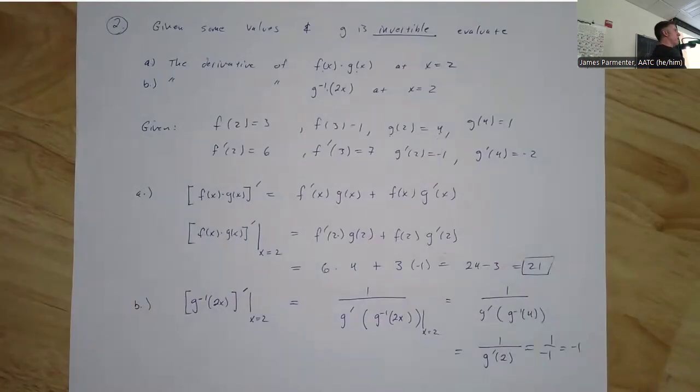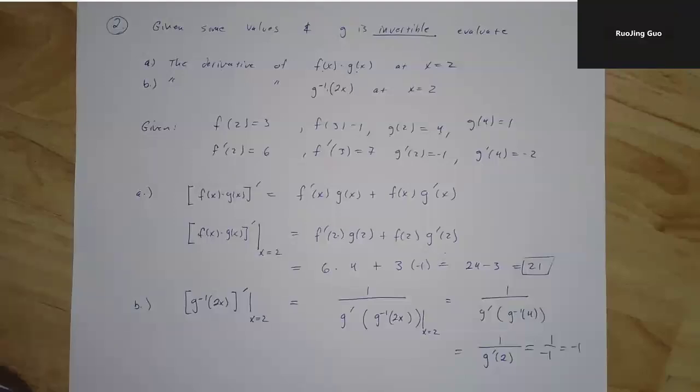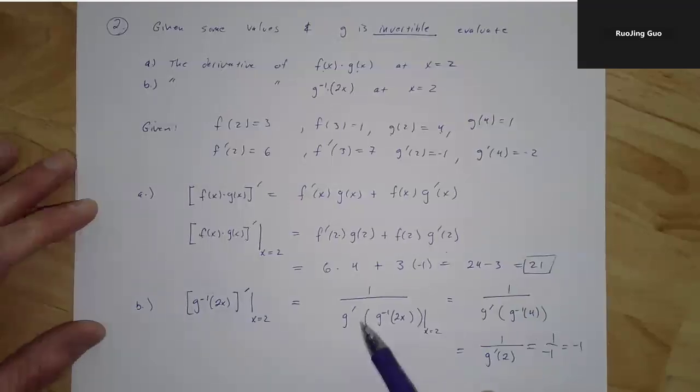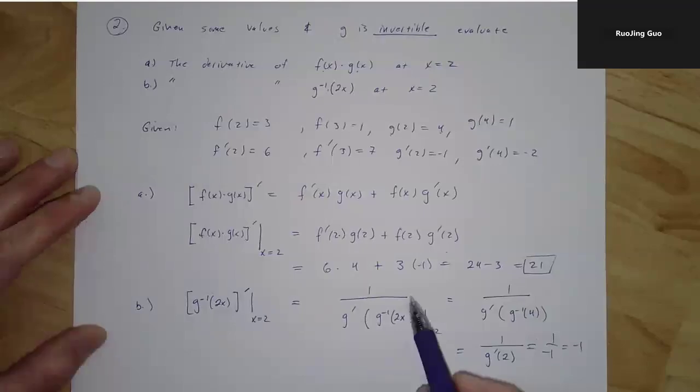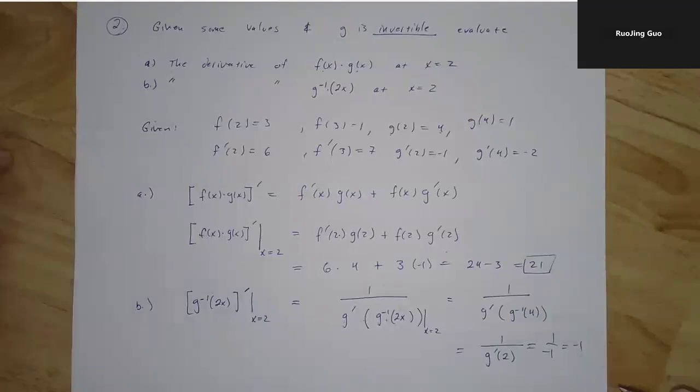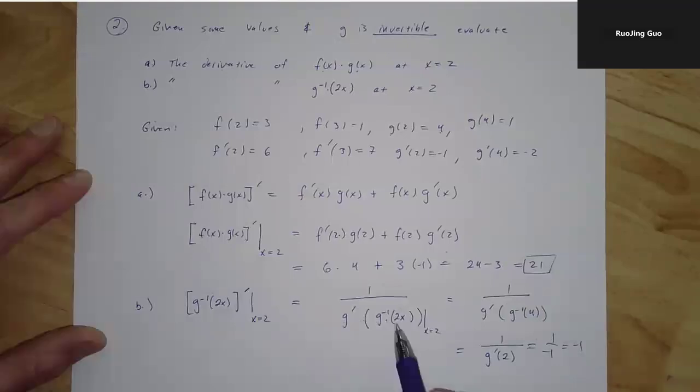Oh, that's a really good point. I forgot about that. That's excellent. This is a really good question. I hadn't thought about that. So if I'm doing 1 over g prime of g inverse 2x, do I have to multiply the bottom by 2 here, or the whole thing by 2? The whole thing, right?